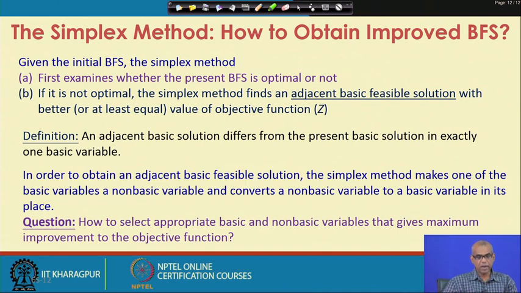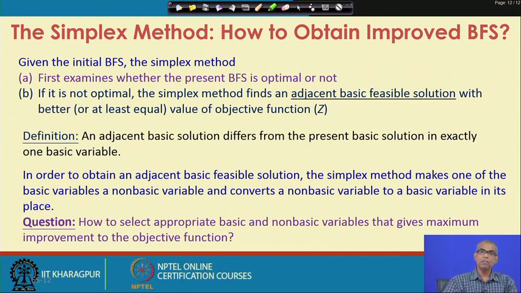So, in order to obtain an adjacent basic feasible solution, the simplex method makes one of the basic variables a non-basic variable and converts a non-basic variable to a basic variable in its place. So, the question we now ask is how to select appropriate basic and non-basic variables that give maximum improvement to the objective function.